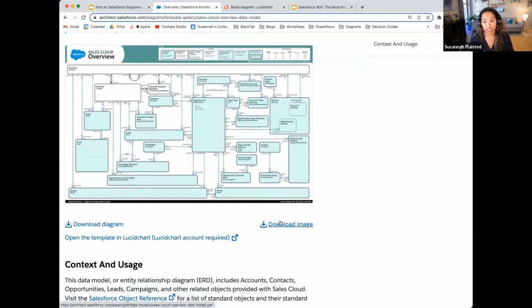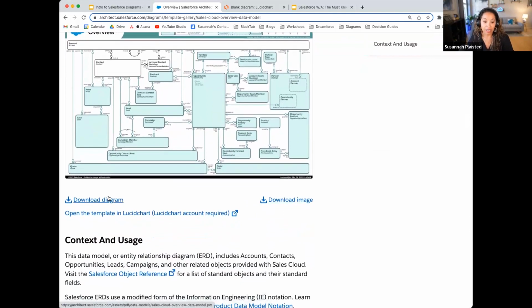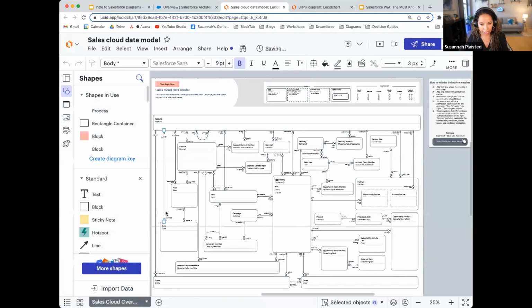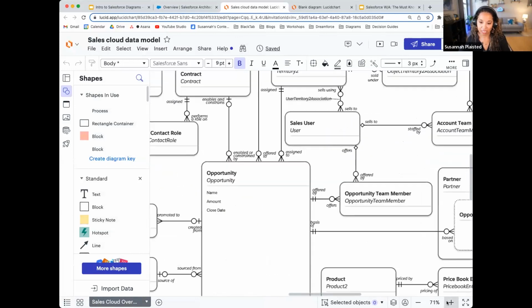And then what you can do, you can download the image. Again, if you just want to grab it, throw it in a slide. You can download the diagram, which does the same thing essentially, but you can also open it in Lucidchart. So I'm going to do that. And what you're able to do here, and you can do this with a free account, is view this diagram and go in. Oops, someone's trying to get in. If you have a paid account, you can also go in and customize it.